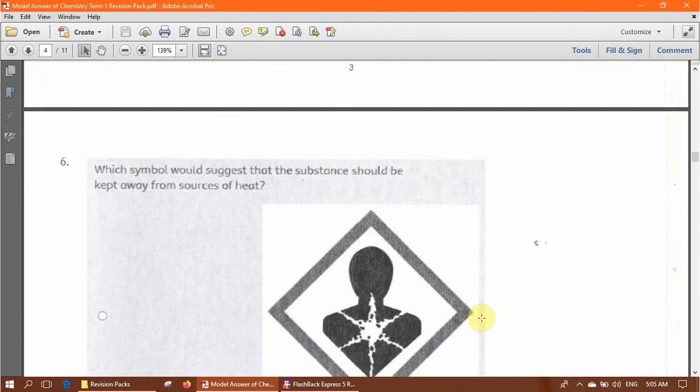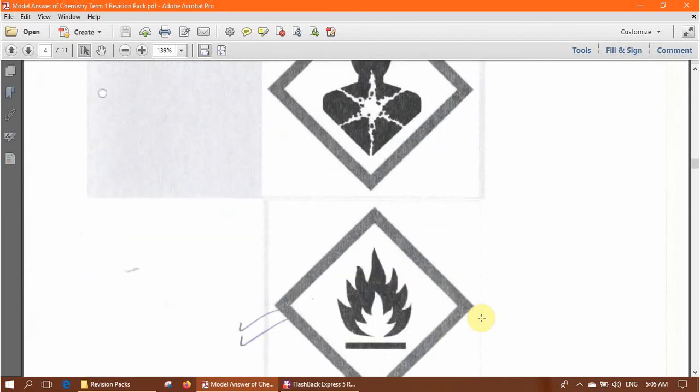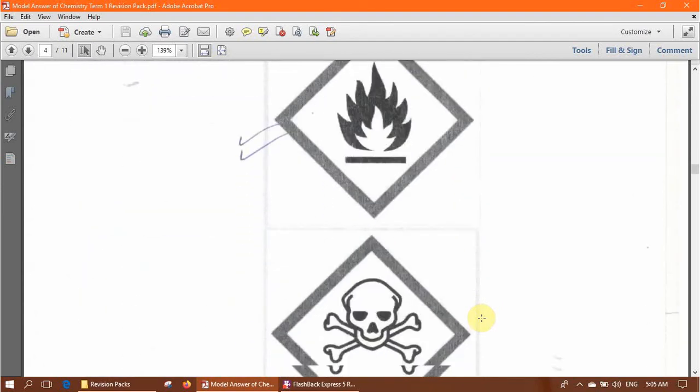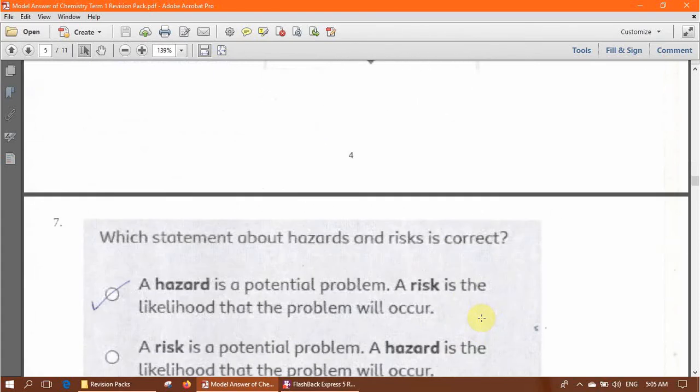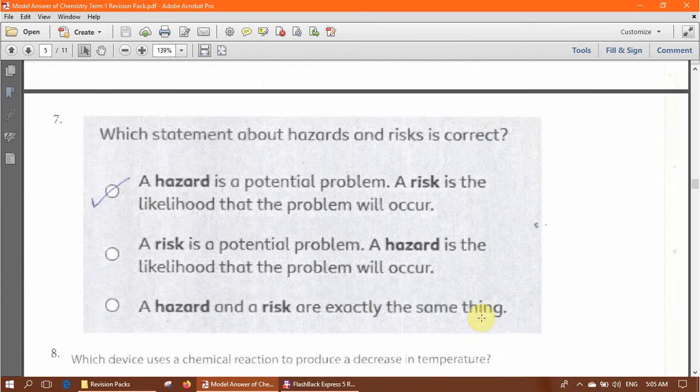Okay, which symbol would suggest that the substance should be kept away from heat? It is the second one, which is the flammable hazard symbol. Okay, what is the difference between hazard and risk? As we said before, a hazard is anything that can cause harm. So it is a potential problem, a problem that could happen. For example, the stairs is a hazard because you can fall while you are going up the stairs.